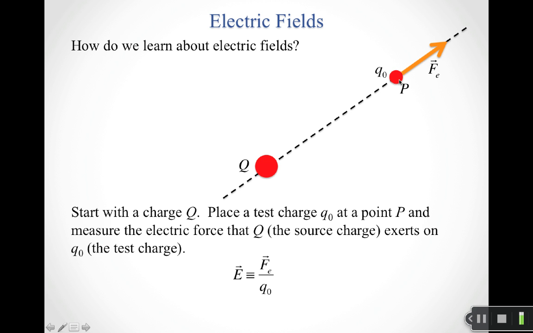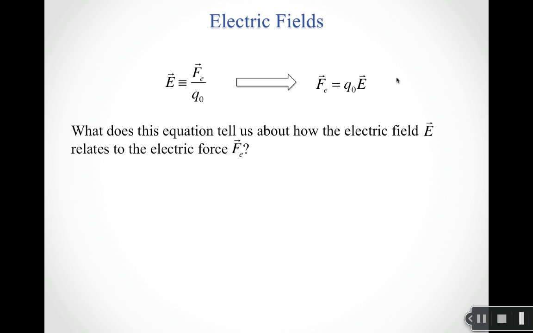And so what this says is that at any particular point in space, so here at our point P, there is an electric field created by our source charge. When you place a test charge, some other charge, at that point, it responds to that electric field by feeling an electric force. That's the idea.